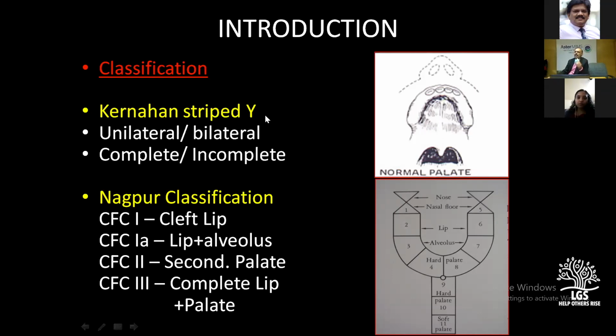And just a few minutes on what it is. As I told you, this is the picture you should all have in mind. Worm's view, worm sitting on the lower lip, mouth wide open, and worm looking up. And this is what you see, and this is exactly what is represented in the Kernahan striped Y. So you look up, what do you see? You see the nose, and it's divided into the nose and the nostril floor.